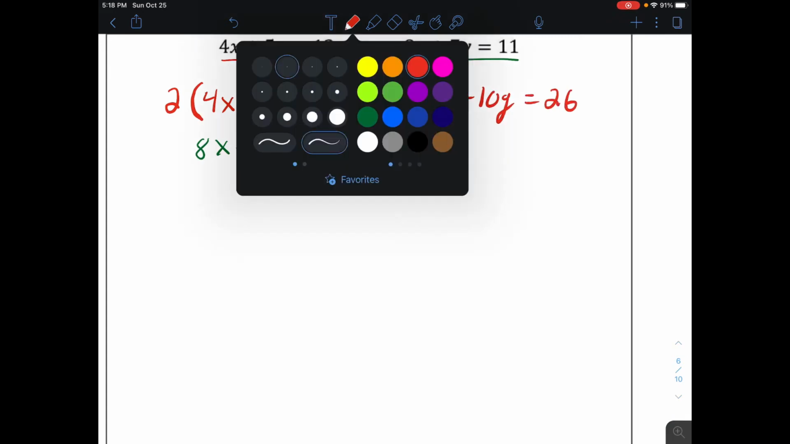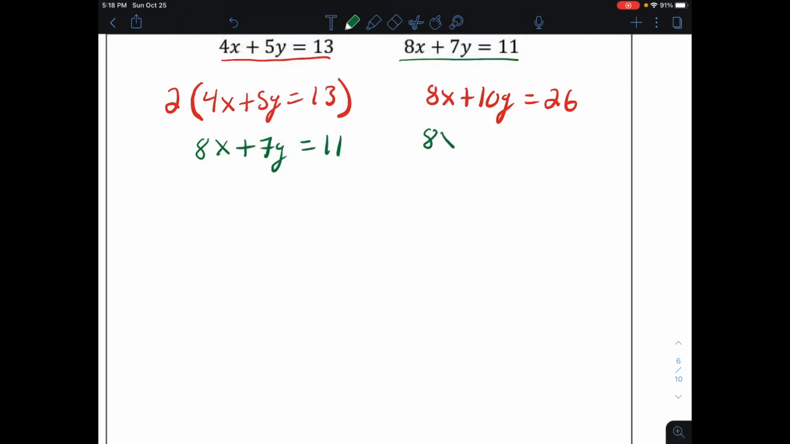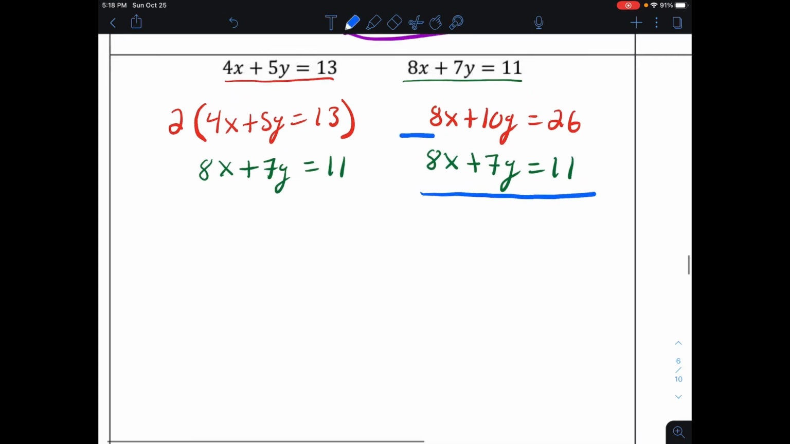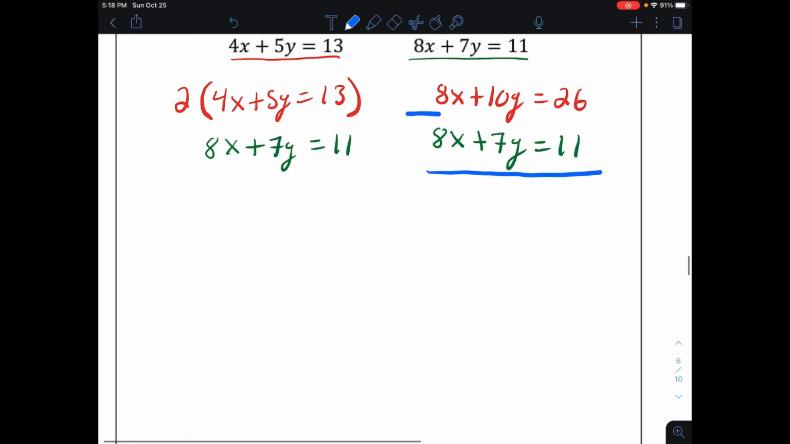And then I'm going to write my second equation just like it was, and I'm not going to change it at all. So I have 8x plus 7y is equal to 11. Now that the numbers match for the x's, we're going to solve this system. Well, I can make the x's eliminate if I do 8 minus 8. So I'm going to choose subtraction for my system of equations here. And then I'm going to start subtracting. So 8x minus 8x makes 0x. 10y minus 7y makes positive 3y. And then equals 26 minus 11 makes 15.